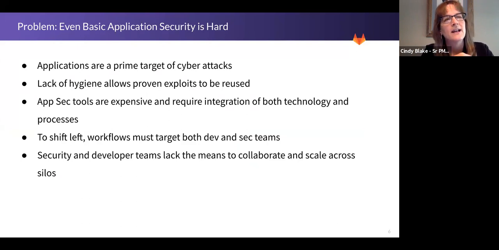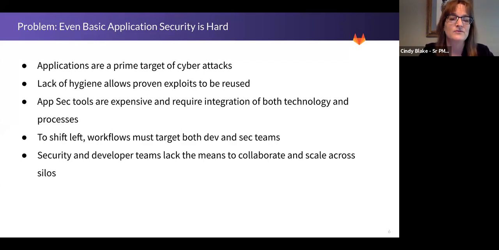A lot of it comes back to a lack of hygiene. If you're not scanning your applications for vulnerabilities, or if you're doing sloppy things like hard coding passwords, it's those simple things that keep biting people over and over and over. There are lots of different risk reports out there, and the vast majority of them point to established exploits that have been around for a very long time that just continue to get reused.